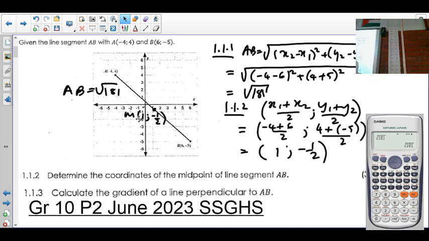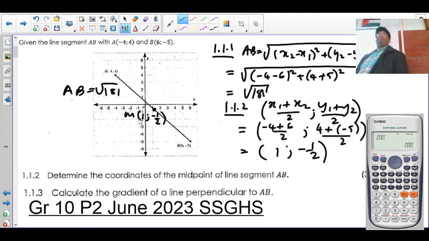Next, calculate the gradient of the line perpendicular to AB. People, if lines are perpendicular, what do we know?